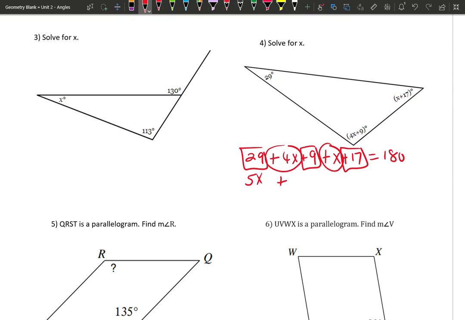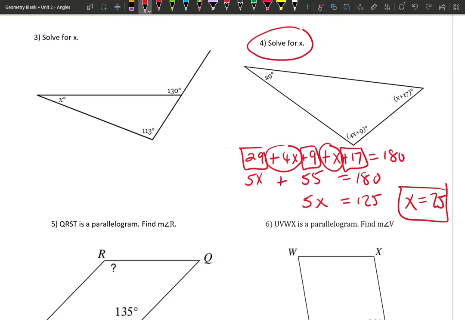So that's 5x plus 55 is equal to 180, minus the 55 on both sides. So 180 minus 55 is 125. So 5x is equal to 125. 125 divided by 5 is 25. So x is 25. They were asking to solve for x, so that's our final answer. But let's say they were asking you to find this angle, you would substitute the 25 in for the x. That's if they were asking you to find that angle. But they are not.